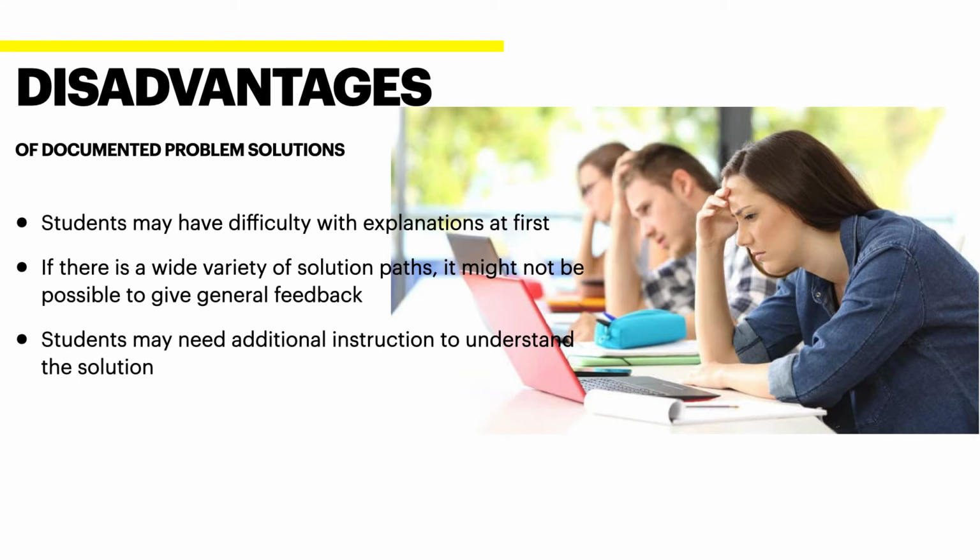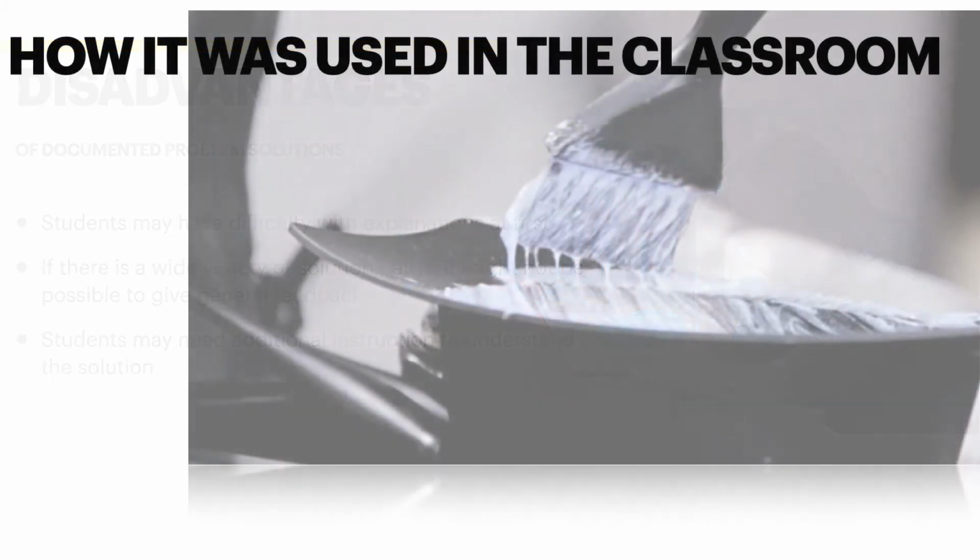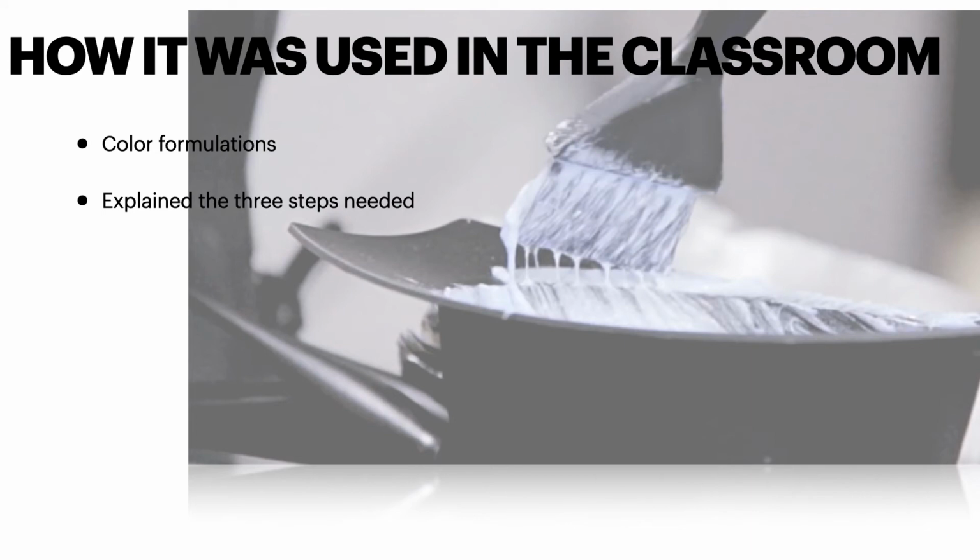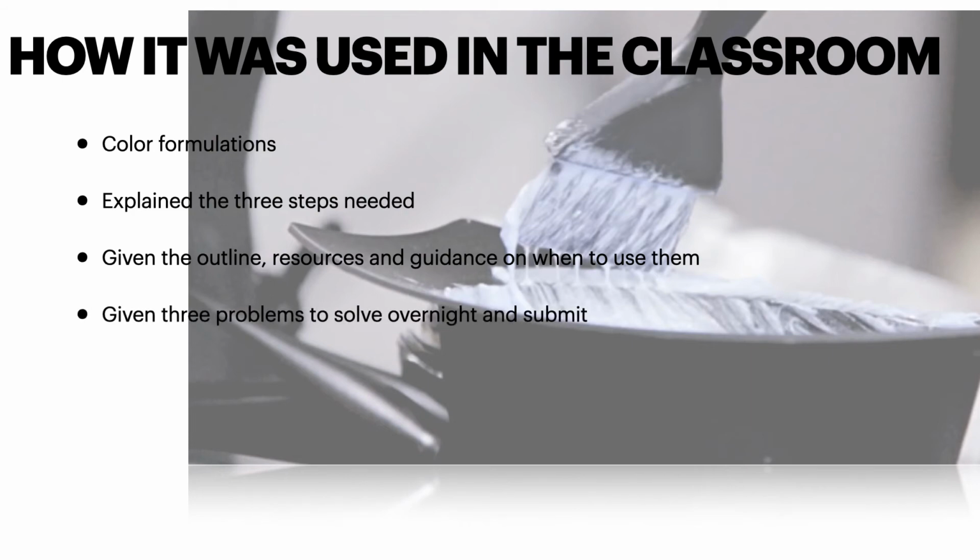I use this technique when formulating colors. To begin the exercise, I explain the 3 steps to color formulations: existing level, underlying pigment, and target color. Or simply put, where you are, what you have, and where you're going. They were given an outline of how to perform the task, resources, and when to use them. They were then given 3 problems to work on and submit before next day.